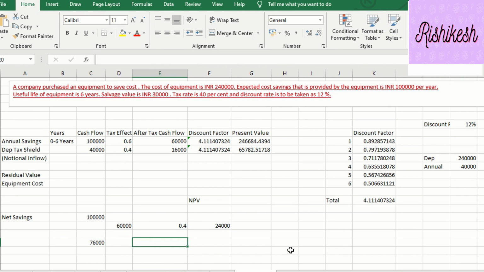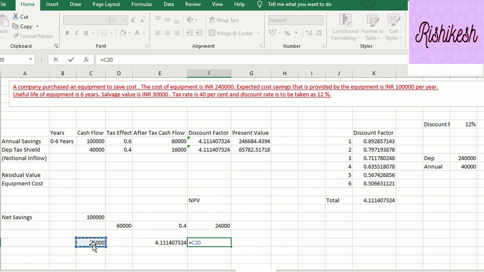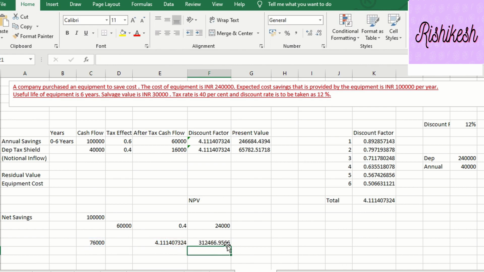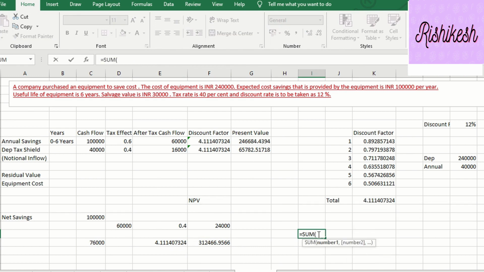And what is the discount factor that is there? That is 4.11. So if you multiply this 76,000 with the discount factor that you have, you get 3,12,000, and the same value you will get over here as well. If you do the sum of both these present values, you will get the same value. See, 312,467.